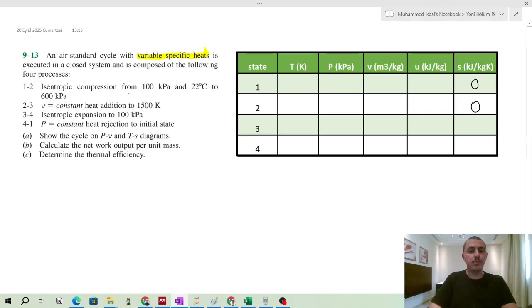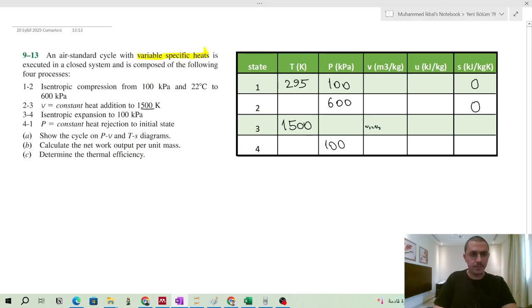Then isentropic compression from 100 kilopascal. Let's put 100 here, and 22 degrees Celsius will be equal to 295 Kelvin, and we have the second pressure here. Then constant volume heat addition to 1500 kelvins for state 3, and we have constant volume. That means V3 will be equal to V2. When I find this, I will also insert that value here. Then isentropic expansion to 100 kilopascal. So I understood that we are going back to the same pressure. For 4 and 1, we have the same pressure.